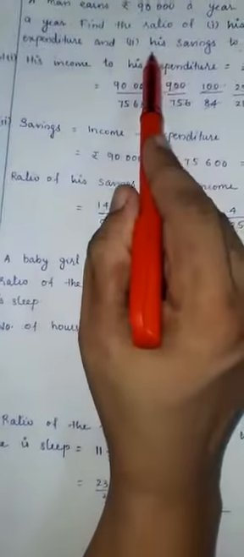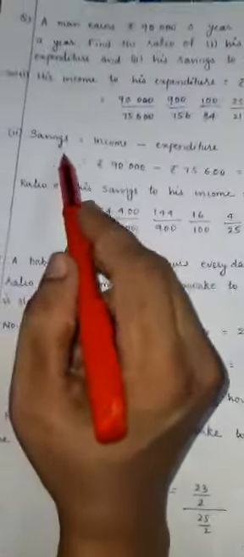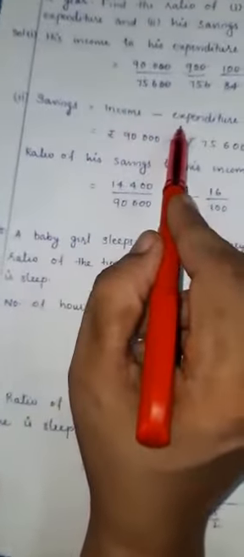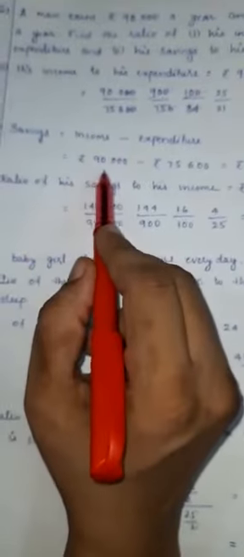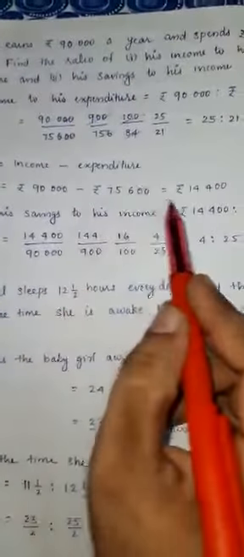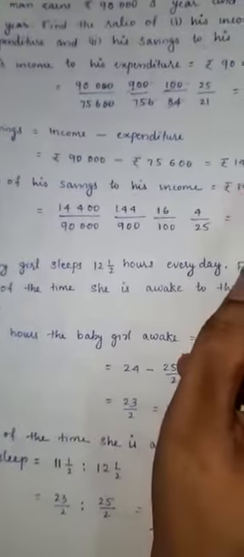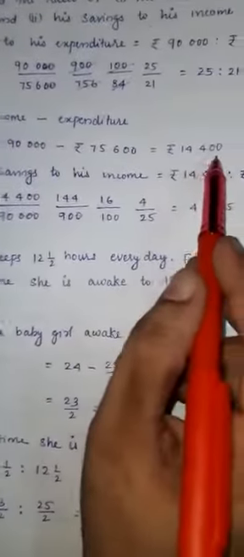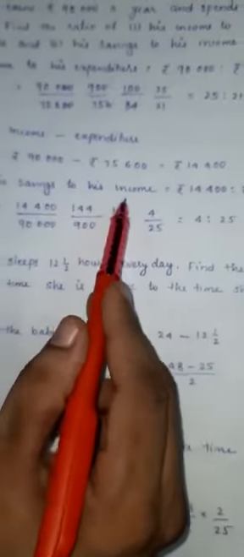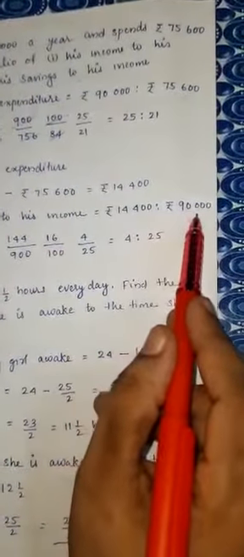Next part, we have to find out the ratio of his savings to his income. First we have to find out how much is his savings. Savings is equal to income minus expenditure. So this is equal to 90,000 minus 75,600 rupees. That is equal to 14,400 rupees. So his savings is 14,400 rupees. Therefore, the ratio of his savings to his income is, savings is 14,400 rupees and income is 90,000 rupees.